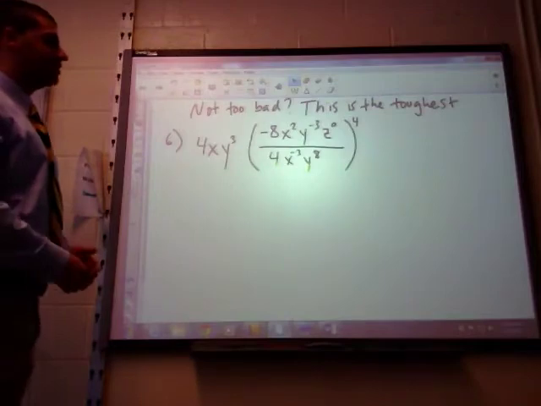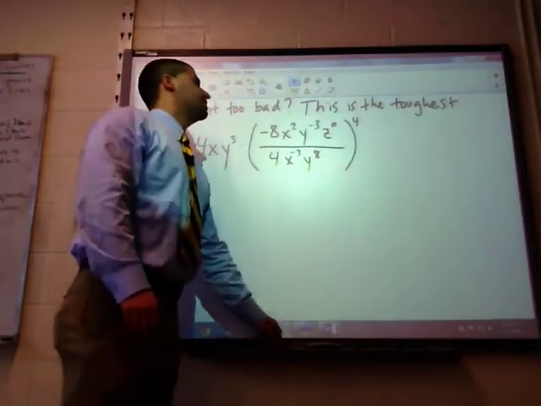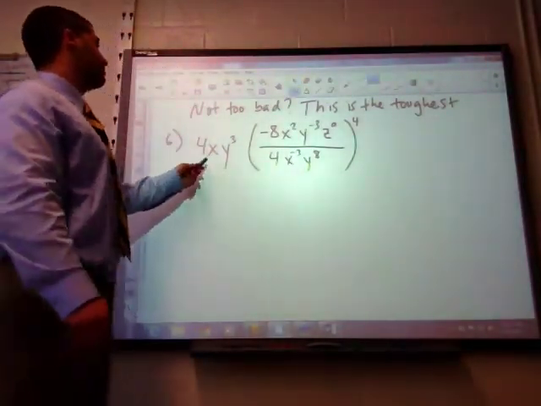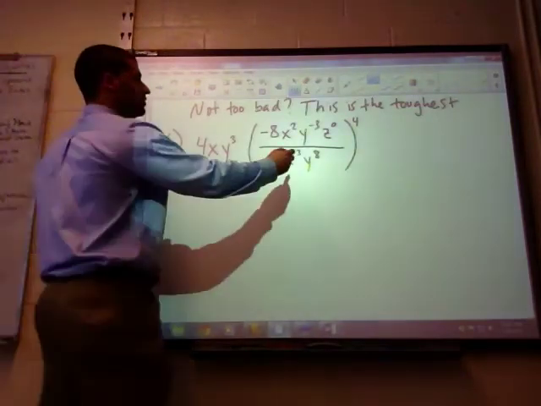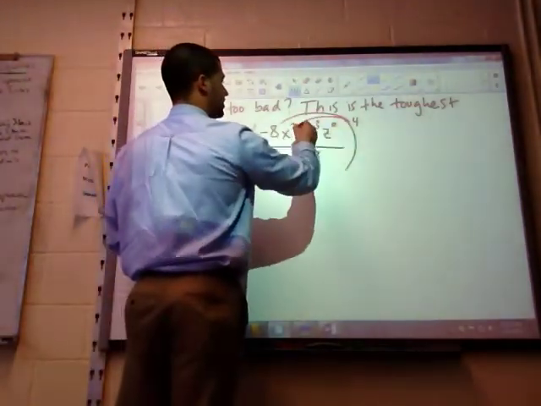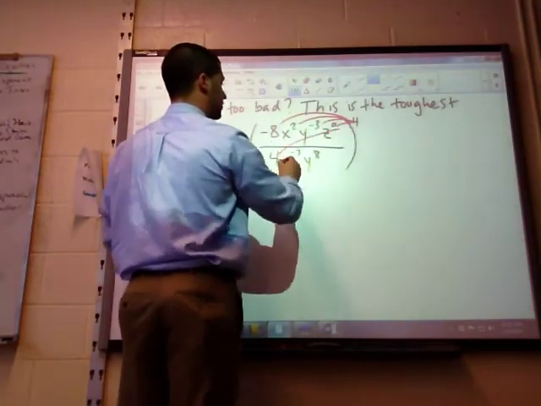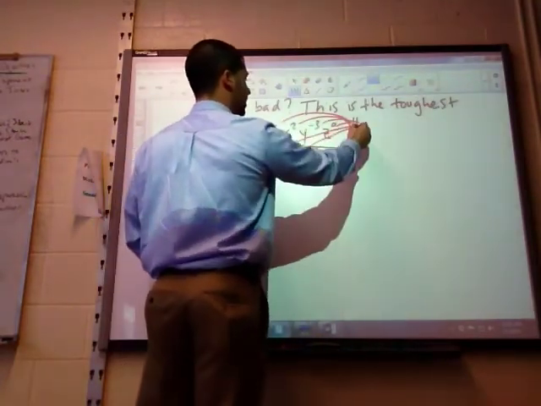Alright, problem 6. This is the worst. The reason it's the worst is that we had the same thing as the last time, but now we have something on the outside, and you'll see it's not that bad. So again, distribute your exponent to everything on the inside. Multiply it by every exponent.